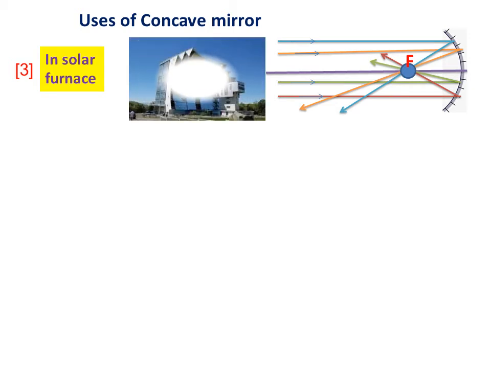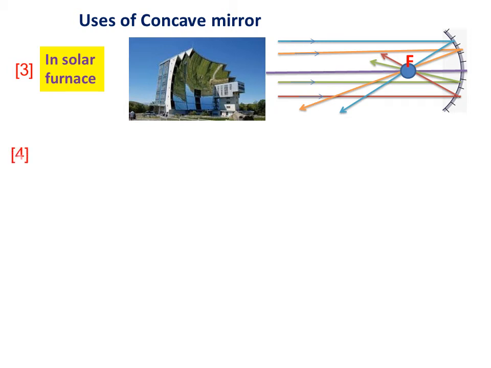So in solar furnace, a ray parallel to the principal axis in concave mirror, so concave mirror is used here, after reflection will pass through the principal focus. Large concave mirrors are used to concentrate sunlight to produce heat in solar furnace.